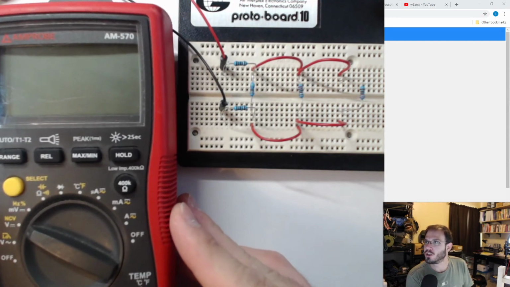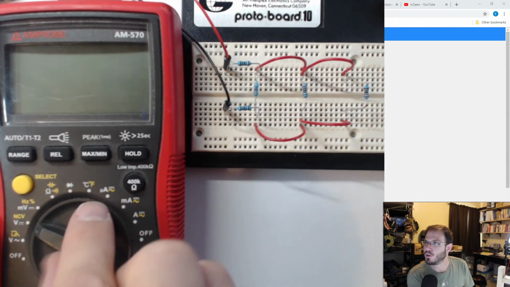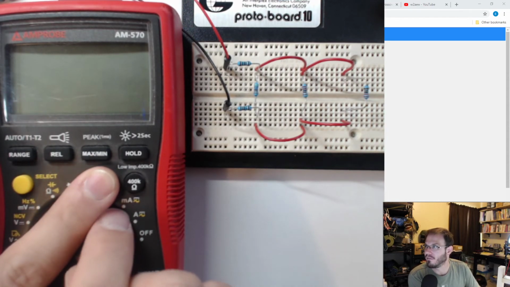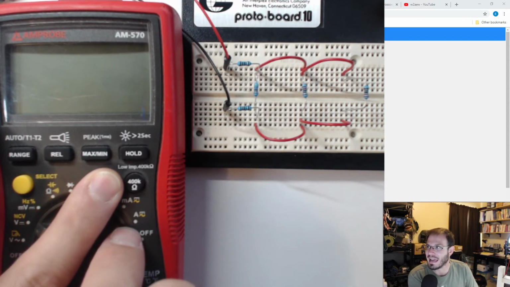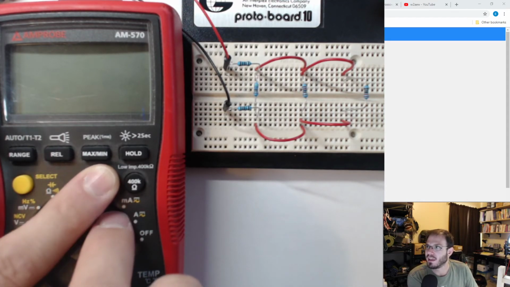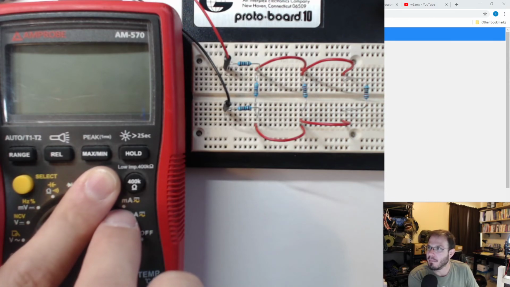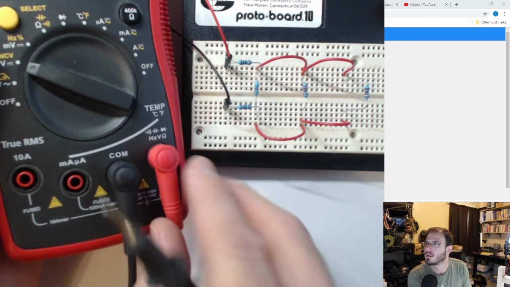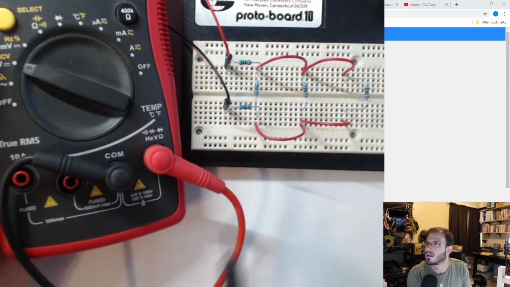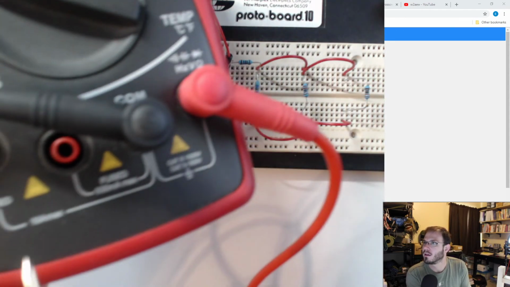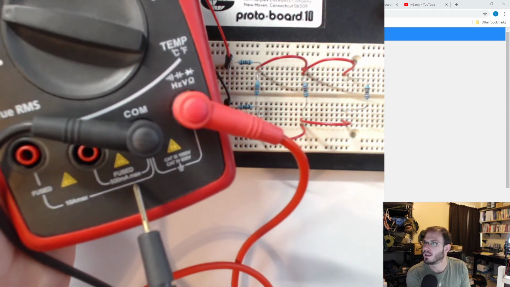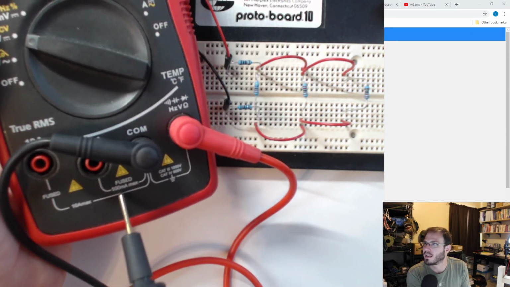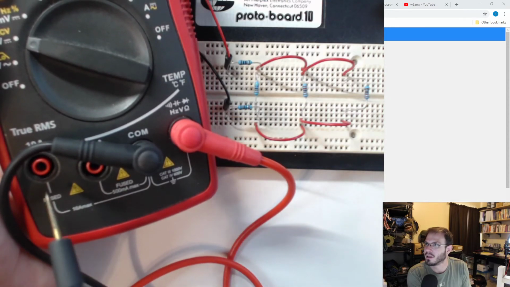Okay, so to measure current, I have two different ranges. Actually, most multimeters have a milliamp range and an amp range. Now, the caveat is if I need to measure current greater than 500, right here, greater than 500, then I need to use the 10 amp range.